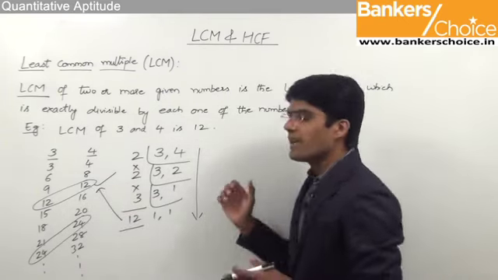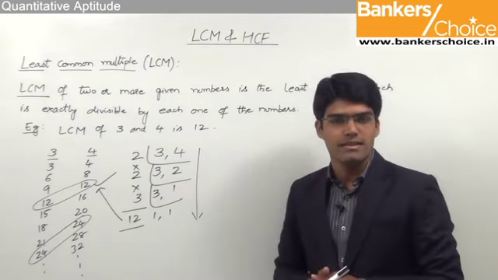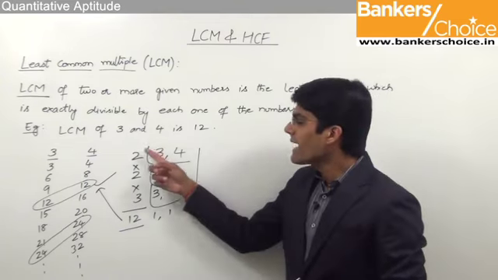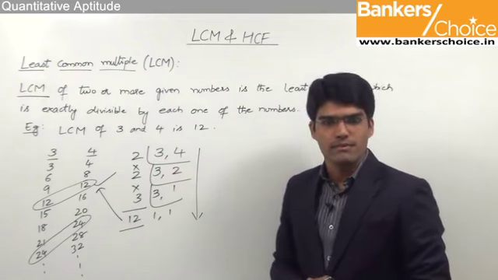So this is how we find out the LCM of the given numbers. What we need to do here is write down the given numbers in a straight row, and then on the left hand side we need to take up factors which can divide maximum of the given numbers.